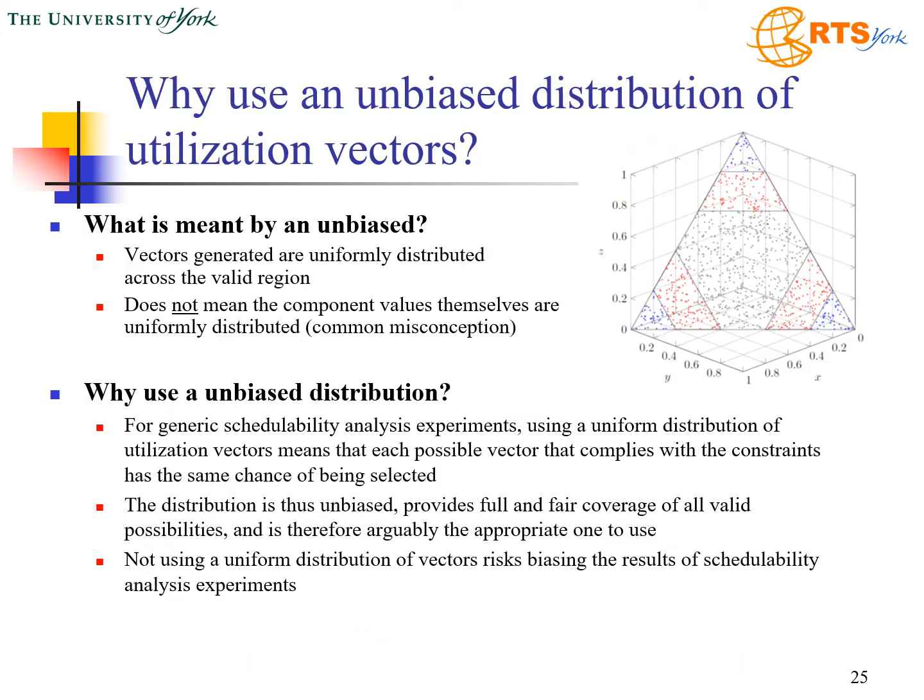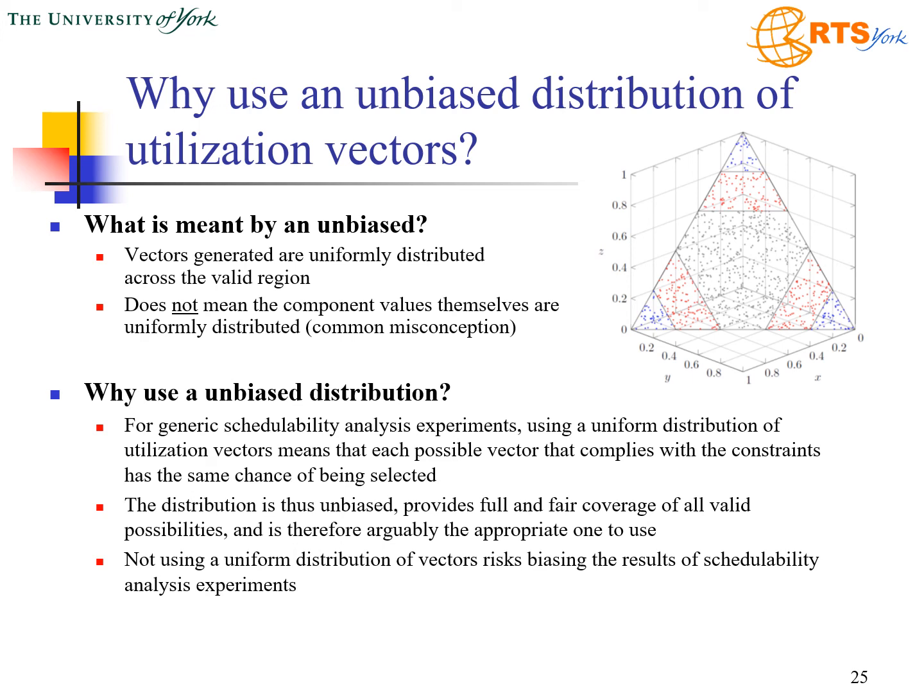Why is it important to use an unbiased distribution of utilization vectors? Well, what do we mean by unbiased? Well, the distribution is unbiased if the vectors generated are uniformly distributed across the valid region. This does not mean that the component values themselves are uniformly distributed. That's a common misconception.